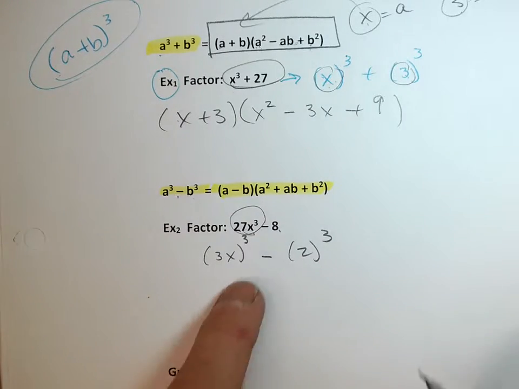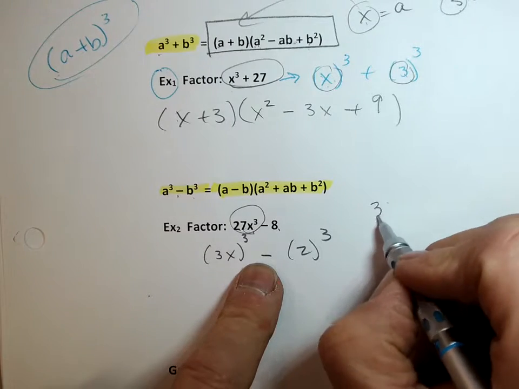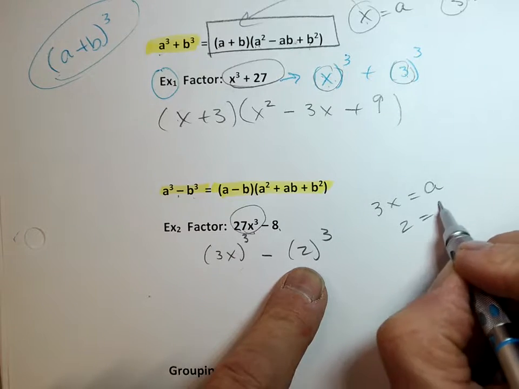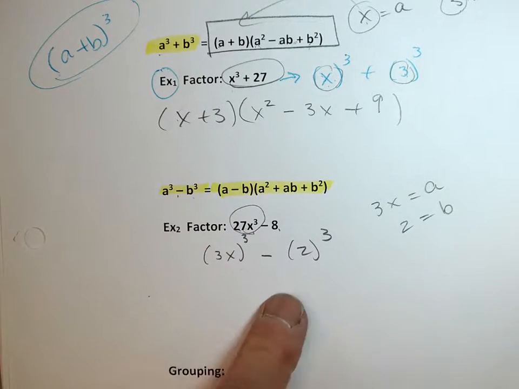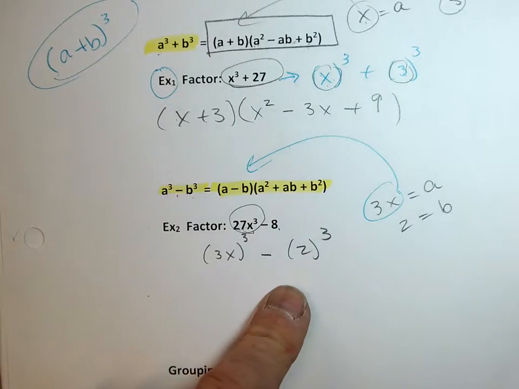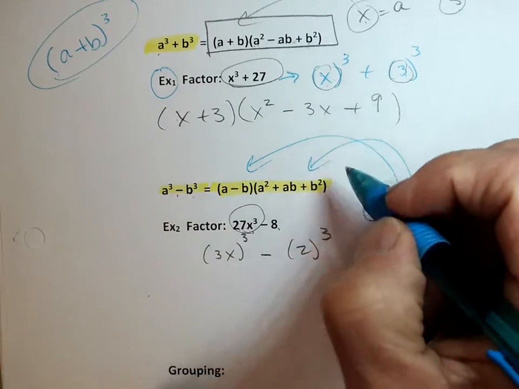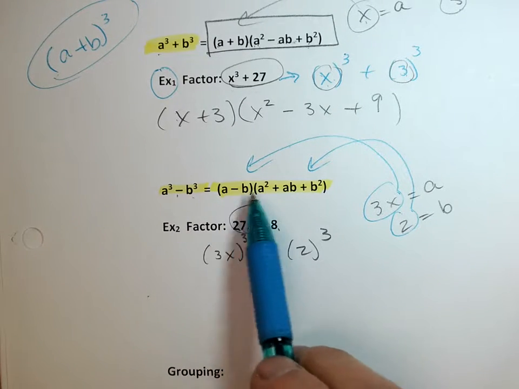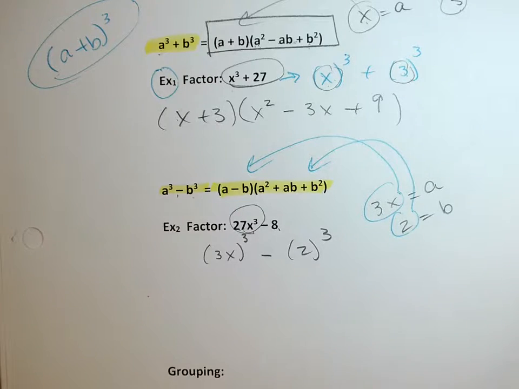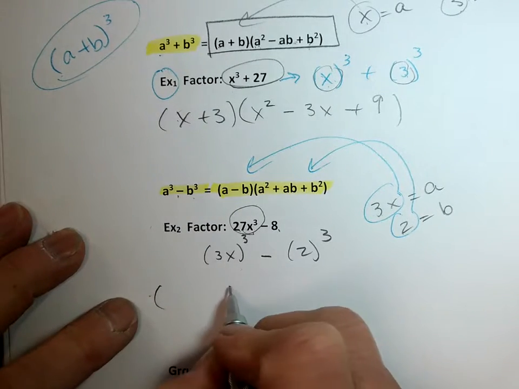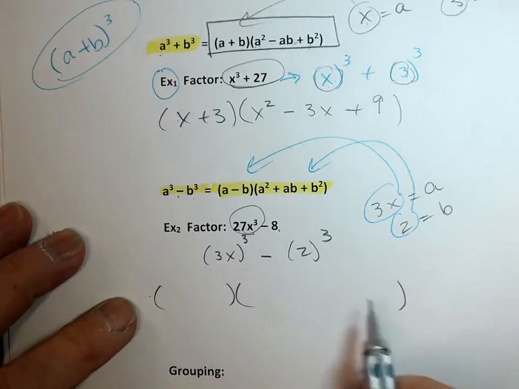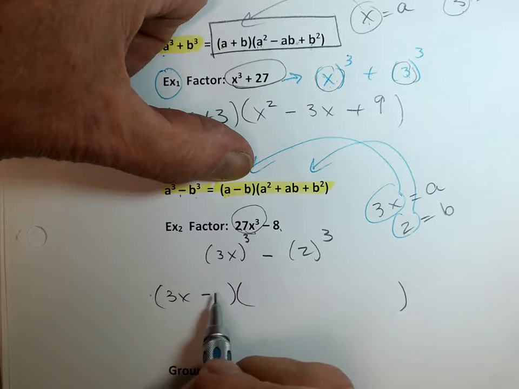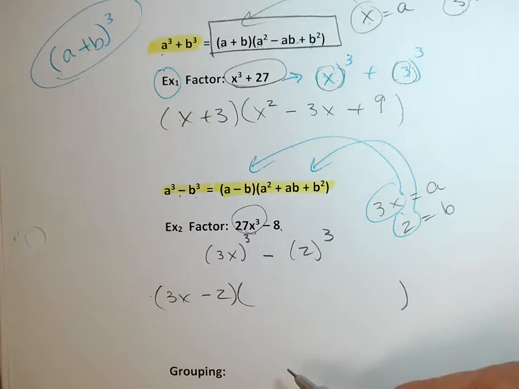So what I'm going to do is this. I'm going to let my 3x be my a value, and I'm going to let my 2 be my b value, and I'm just going to plug those into my formula, right? So instead of writing a's and b's, I'm writing 3x's and 2's. So my answer is going to look like this. Okay, parentheses, parentheses. I'm going to go a minus b. Well, 3x minus 2. It's pretty easy, isn't it?